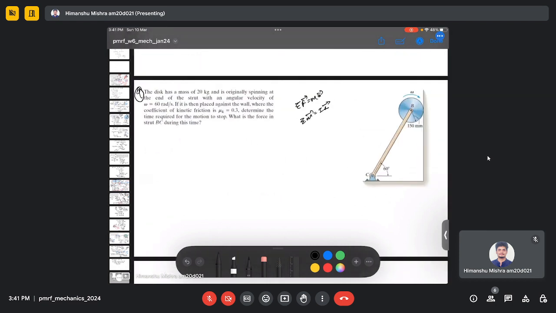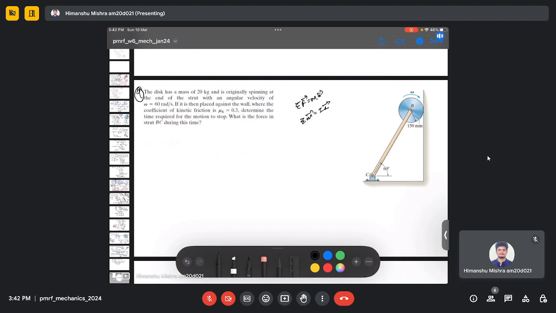So in this question, we are given a disc that has a mass of 20 kg, originally spinning at the end of a strut with an angular velocity of 60. If it is then placed against the wall, where the coefficient of friction is 0.3, determine the time required for motion to stop. What is the force in strut BC during this time?